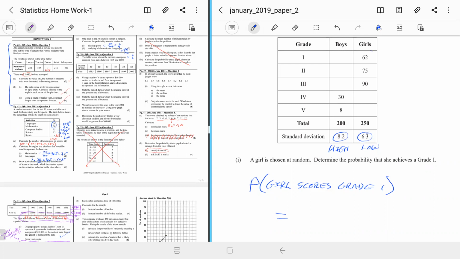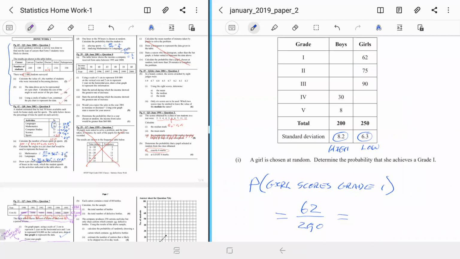So there are 62 girls who got grade 1, and 250 of them had the opportunity to get grade 1. 250 of them could have gotten grade 1, but only 62 got it. So the number of favorable outcomes out of the number of possible outcomes: it was possible for 250 of them to get it, but these are the only ones that got it. So it's 62 over 250, and whatever that works down to is the probability.